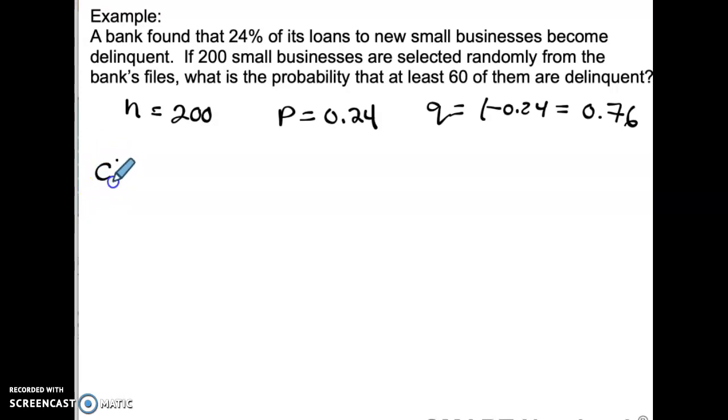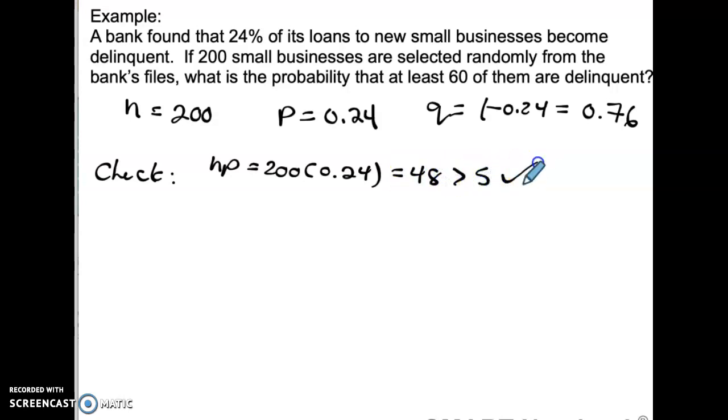Okay, so next we need to do our little check to make sure that we are actually able to do the normal approximation of the binomial distribution. So we need to do N times P, so 200 times 0.24, which is 48, and that is greater than 5 by a long shot, and then we have to do N times Q. And that equals 152 because it's the remainder of them. That's greater than 5. So we are allowed to do our normal approximation.